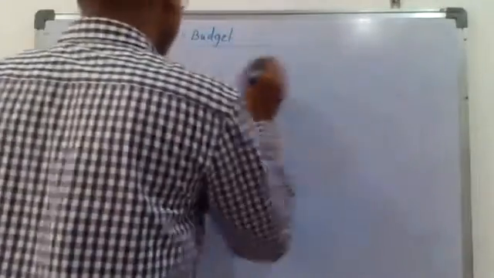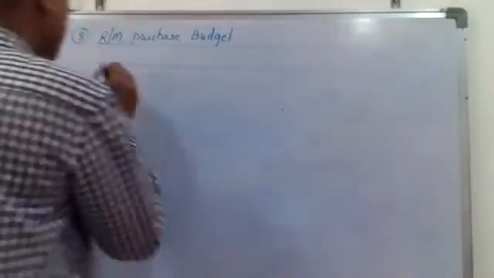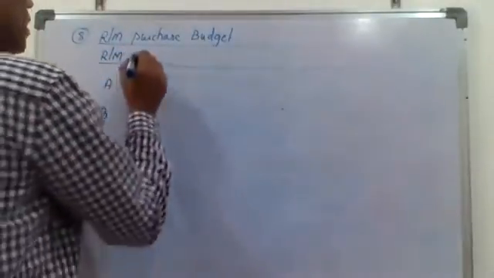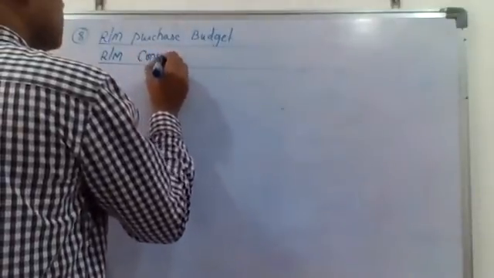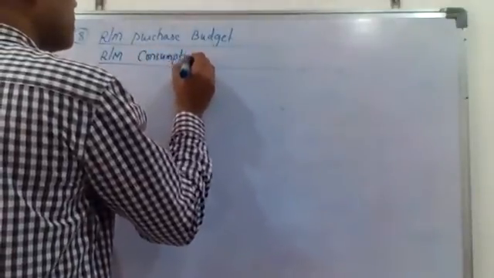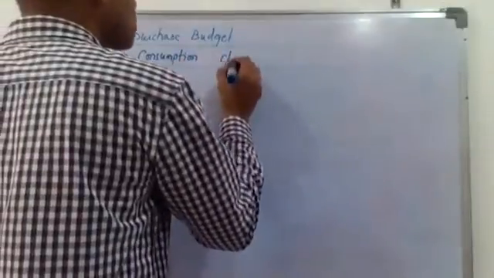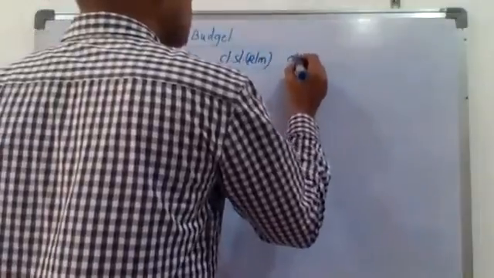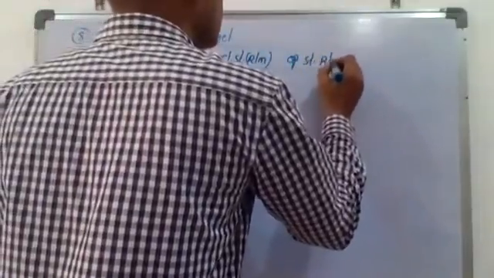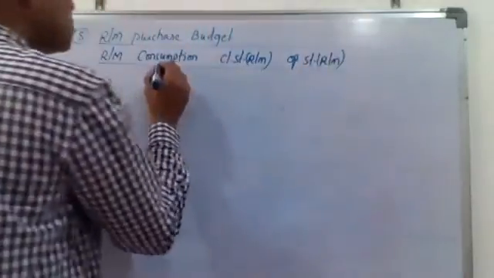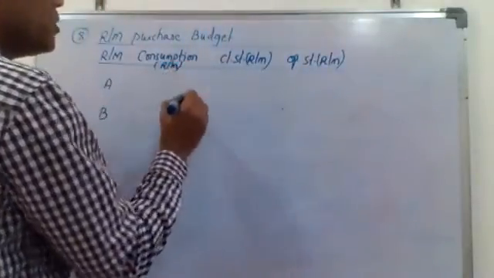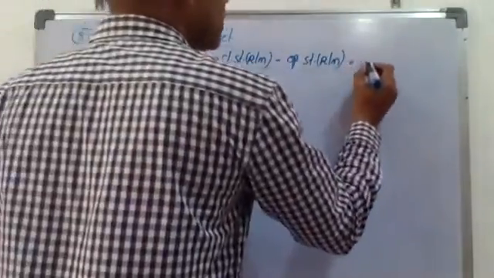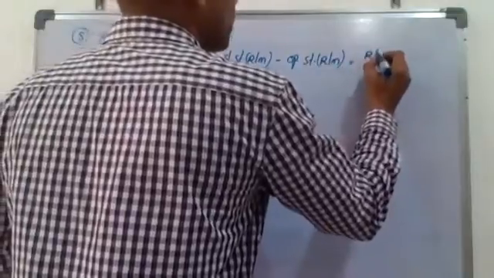Raw material purchase budget. We have only two types of raw material here, A raw material and B raw material. I want consumption. I want the closing stock of raw material. I want opening stock of raw material, because this consumption is also raw material. Consumption of raw material plus closing stock of raw material minus opening stock of raw material gives me the raw material required.